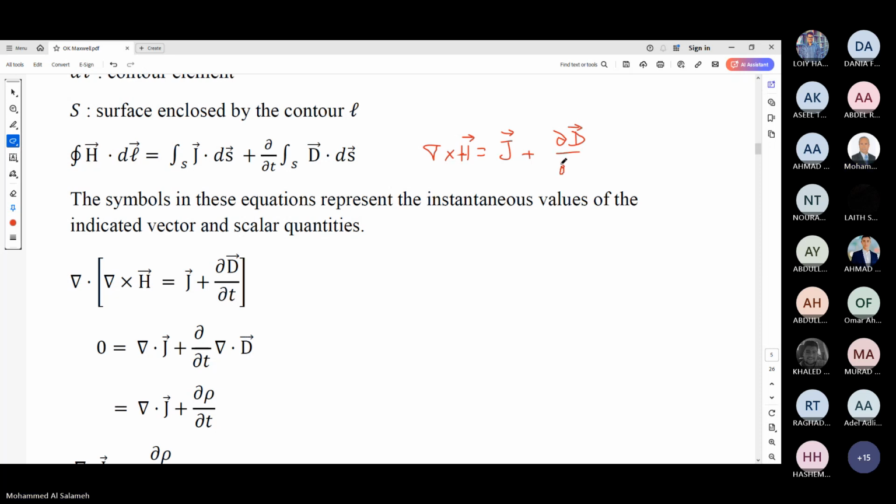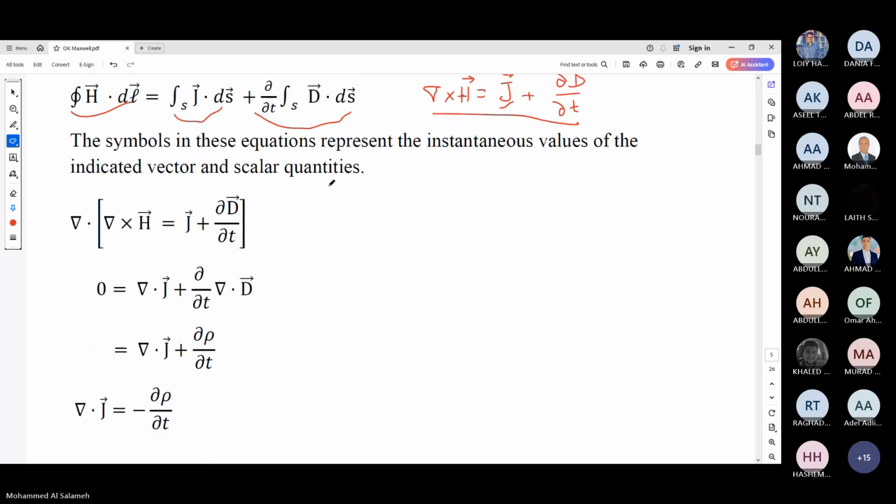Okay. If you integrate both sides, integration of del cross H dot ds, using Stokes' theorem, this will be integration of H dot dl. And here we have integration of J dot ds, and here integration of D dot ds, and we have d by dt. So it is just the integration of both sides of this equation. So the total current is the conduction current plus displacement current.